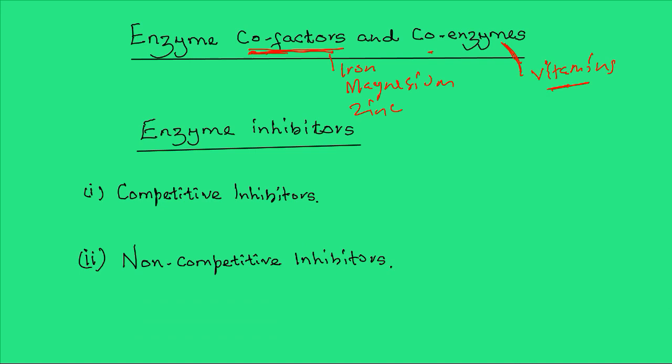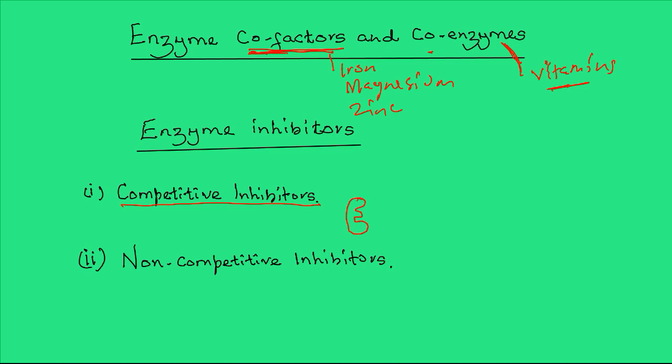Enzyme inhibitors are substances which have similar molecular structure and resemble the substrates. Hence, they can also bind to the active site of the enzyme, and in this way, they slow down or even stop enzyme activity. There are two types of enzyme inhibitors. One, competitive inhibitors.